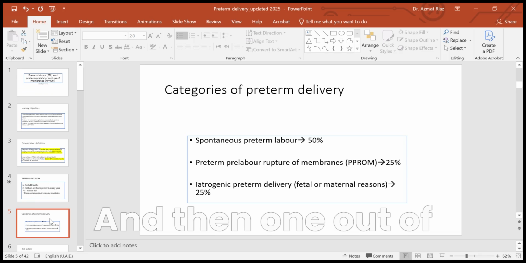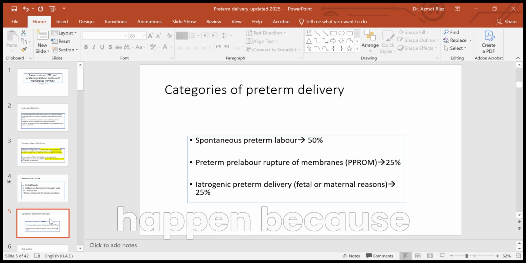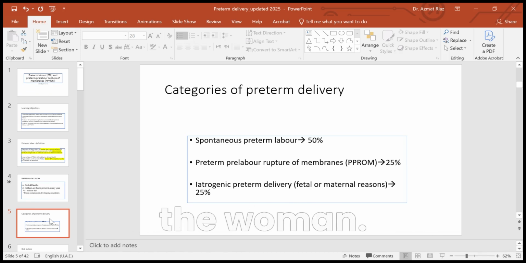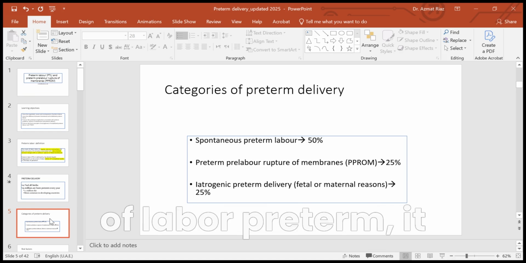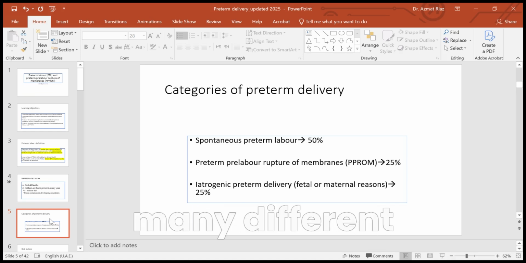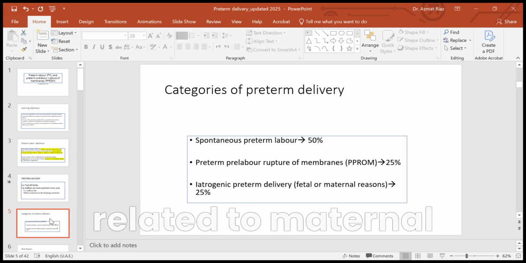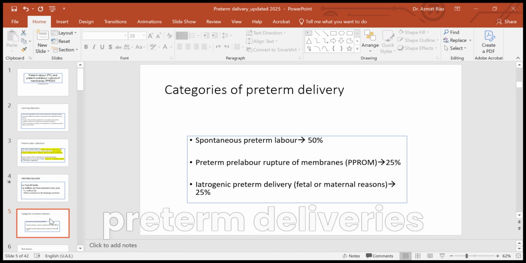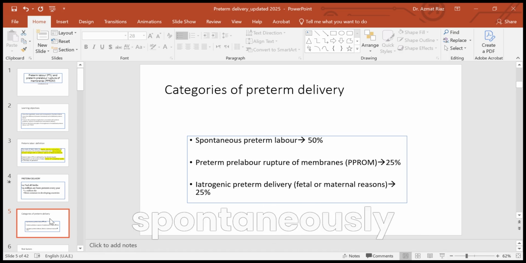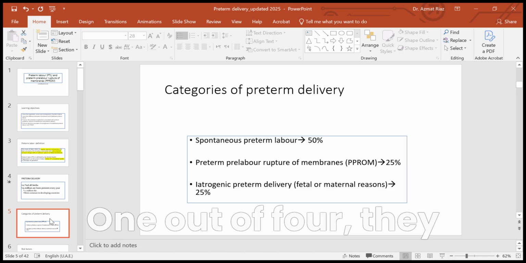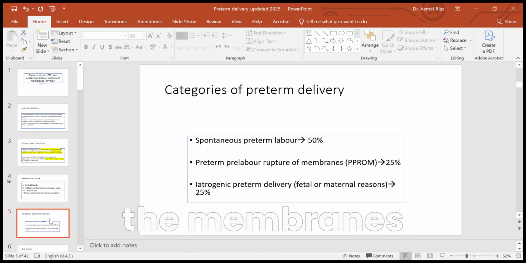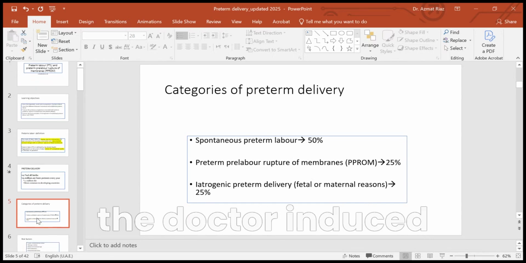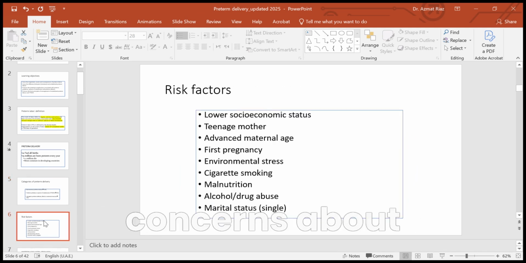And then 1 out of 4 preterm deliveries happen because the healthcare workers, the doctors, induce them. This induction of labor preterm may be because of many different reasons, related to maternal health or to fetal health. So 2 out of 4 preterm deliveries happen as a result of women going into labor spontaneously. 1 out of 4 happen because the fetal membranes were ruptured, and 1 out of 4 because the doctor induced them, because the doctor had concerns about fetal or maternal health.